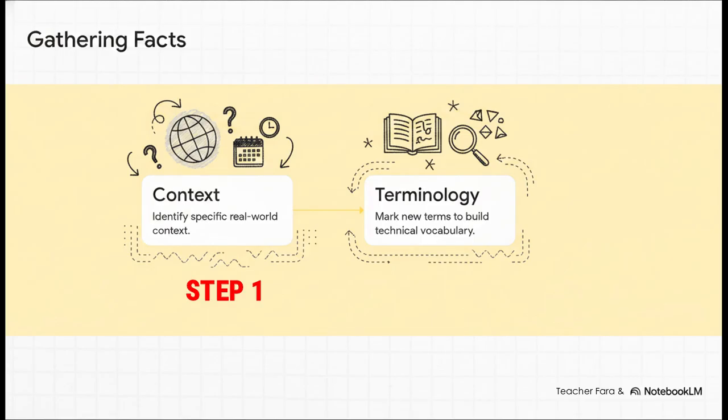Step 1 is all about determining the context. Before you even form a single opinion, you have to lock down the real-world context. Ask yourself, where and when is this actually happening? Once you have that, move on to step 2, highlight key terminology. Basically, as you read, actively hunt for and mark down any new or complex terms.